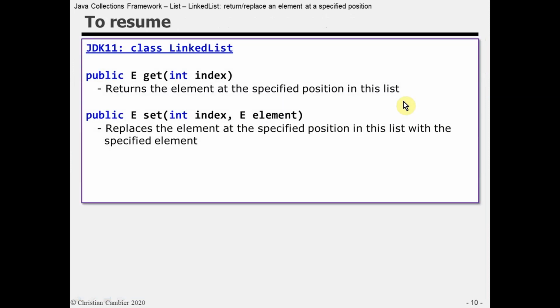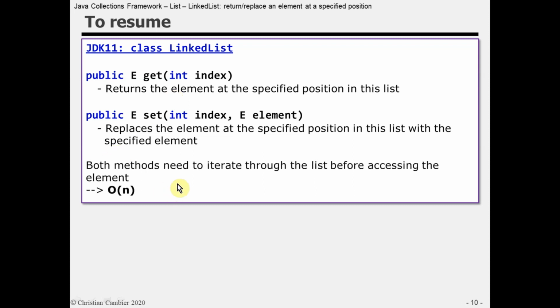Okay, to resume, get is used to return an element, set is used to replace an element. Since both methods need to iterate through the chain of nodes before being able to perform the get or set operation with the requested node, both are O(n) methods.